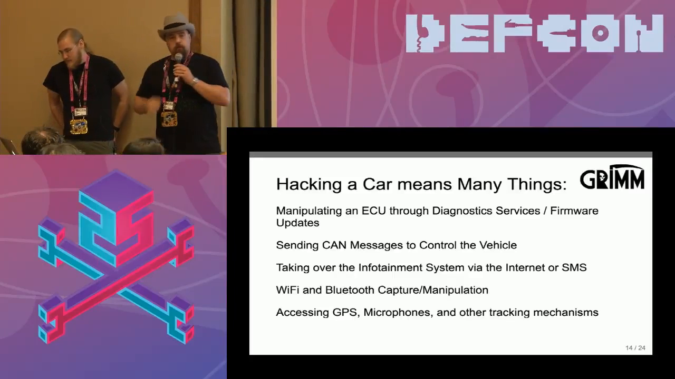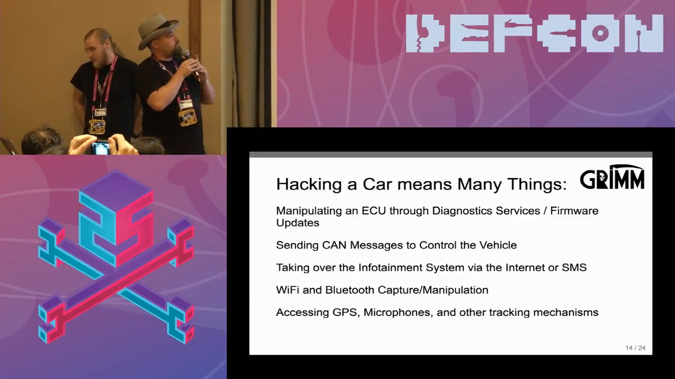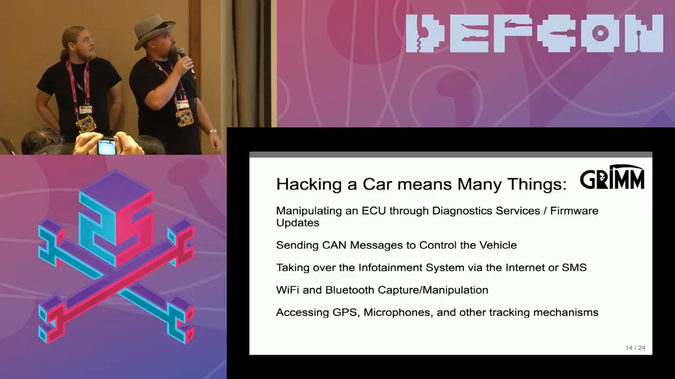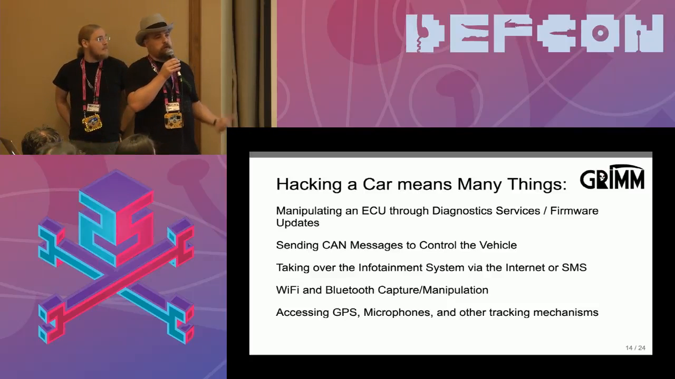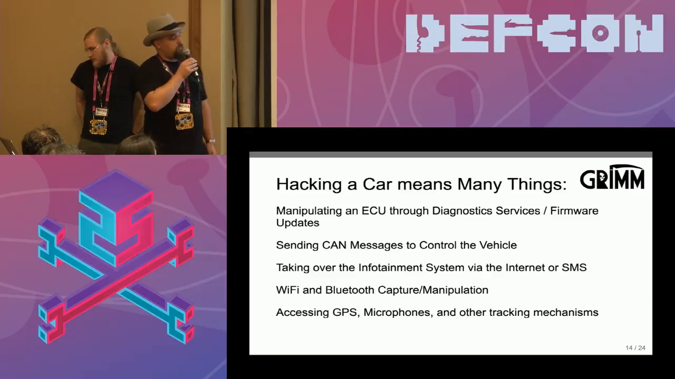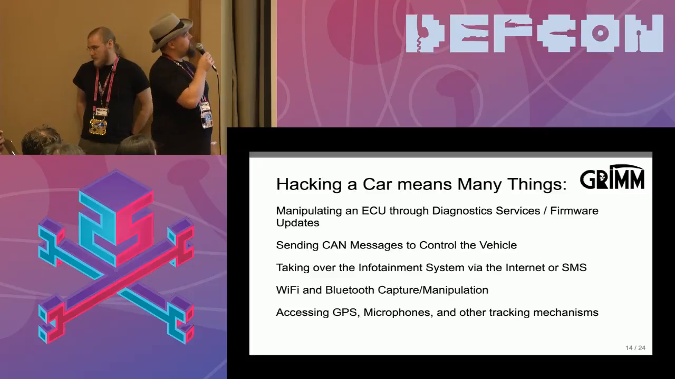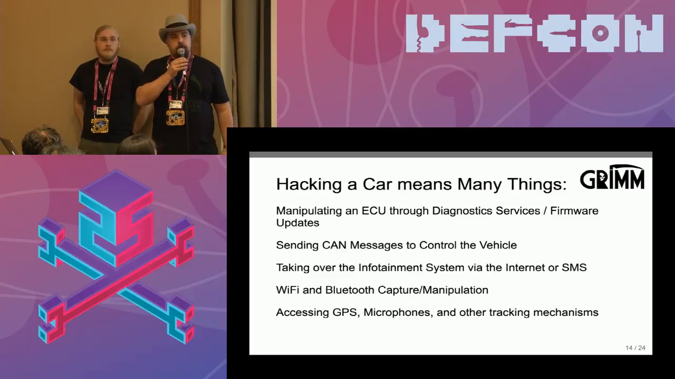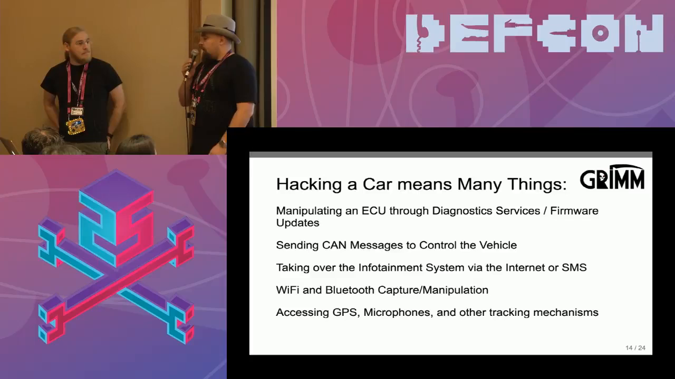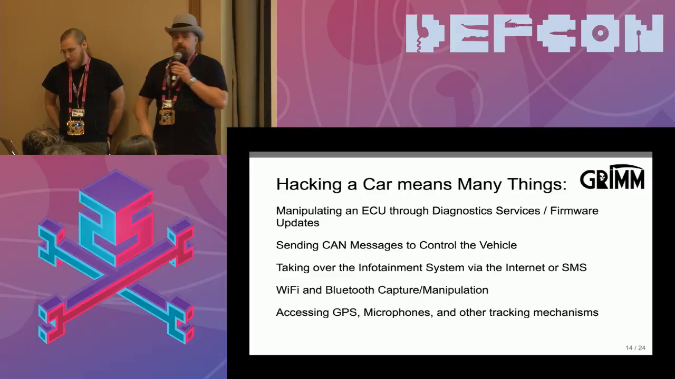So hacking a car can mean a lot of different things. Like Mitch alluded to earlier, a lot of stuff that we found is diagnostics that are left enabled on ECUs that can be enabled at times that would be somewhat inconvenient for the driver, like the brake bleeding at 70 miles an hour. Sending CAN messages to control the vehicle, doing enough reverse engineering on the CAN bus to figure out what different messages do. Taking over the infotainment system via the internet or SMS.